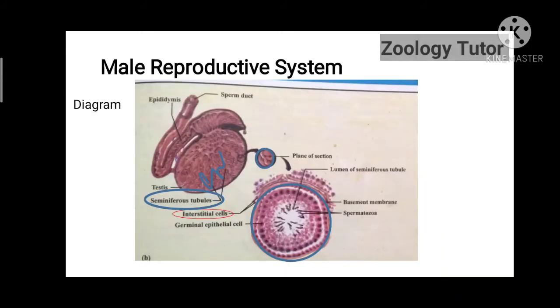Now you must learn this diagram. We have testis, then it also has seminiferous tubules in it, then it has the epididymis and the sperm duct. And I already told you that there is a lumen of seminiferous tubules where the germinal epithelial cell will secrete what? They will form the spermatogonia, which will end up making spermatids.